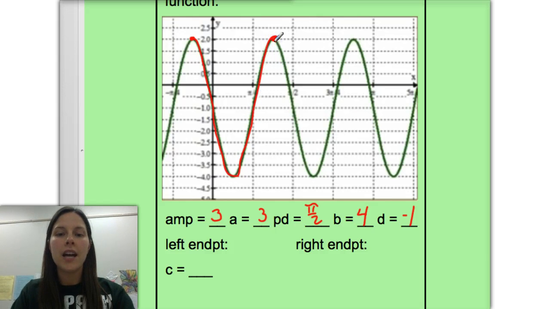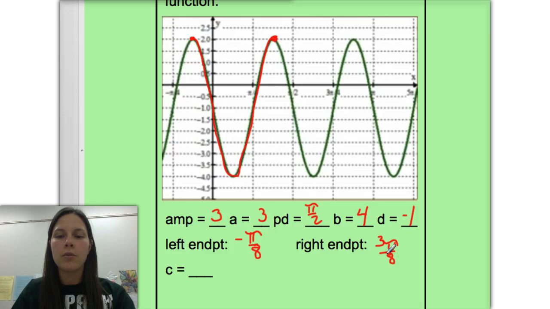So my left endpoint is halfway between that 0 and negative pi over 4, which I'm going to say is negative pi over 8. My right endpoint stopped between pi over 4 and pi over 2. Again, if you know how to work with fractions, halfway between the two of those is 3 pi over 8. So now I need to find my c value.